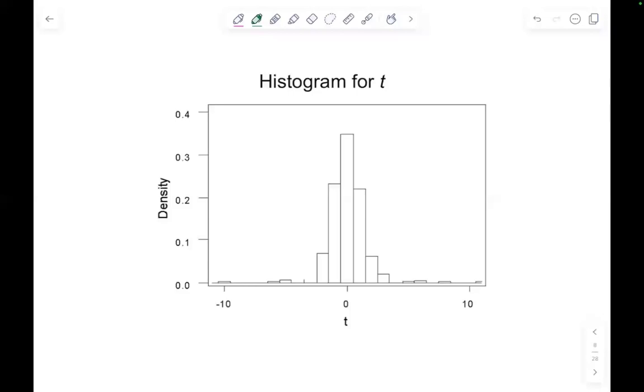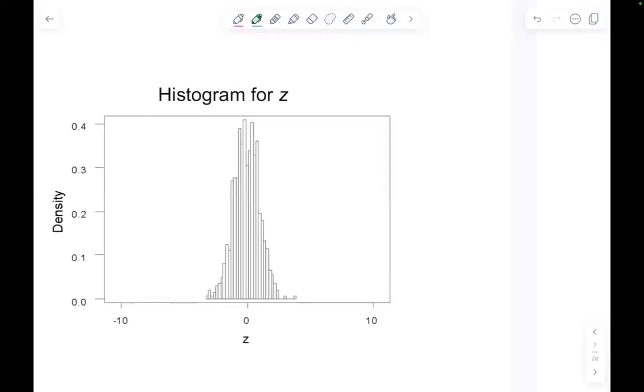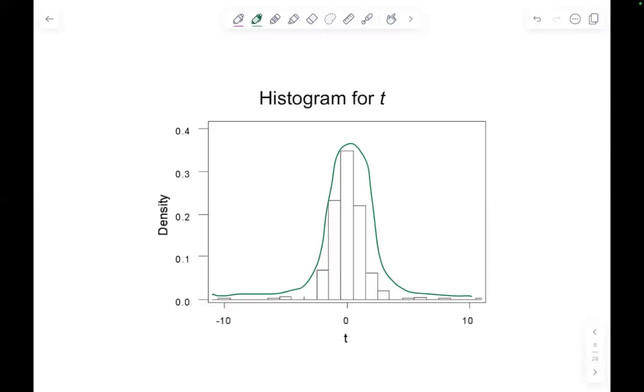Now notice that my middle looks really great, but my tails are longer. So look back at Z. We don't have a whole lot out there in the tails. With T, we've got a little bit more out in the tails, but the middle part looks more bell-shaped, but my tails are longer.